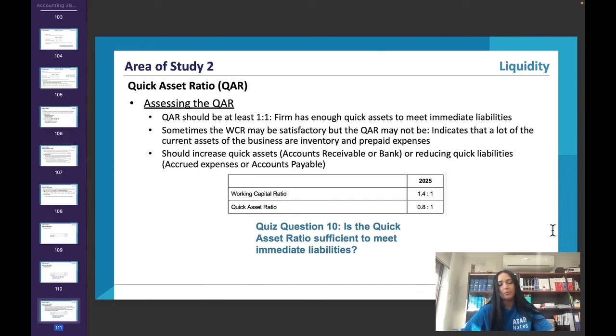And sometimes you might have a satisfactory working capital ratio, but an unsatisfactory quick asset ratio. What this tells us is that the business has too much inventory and too much prepaid expenses and not enough quick assets. And the best way to fix this is to increase quick assets or to reduce quick liabilities.